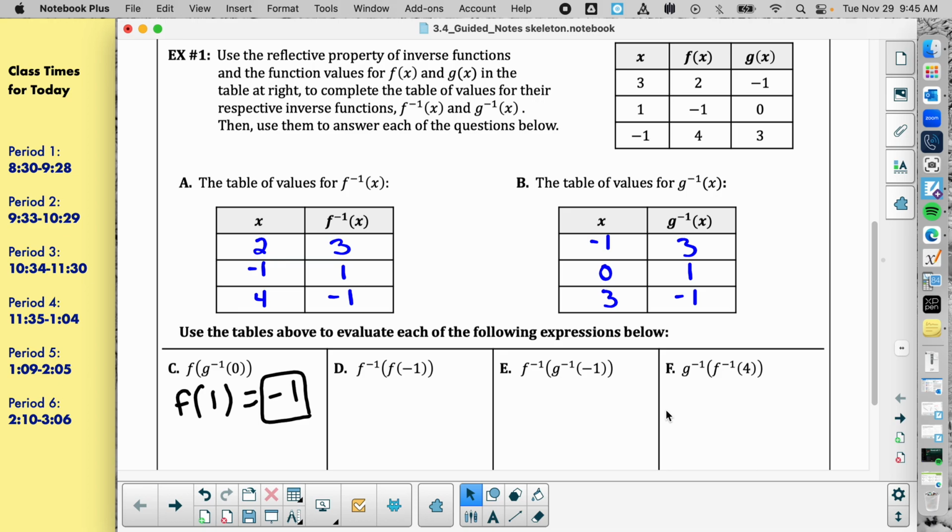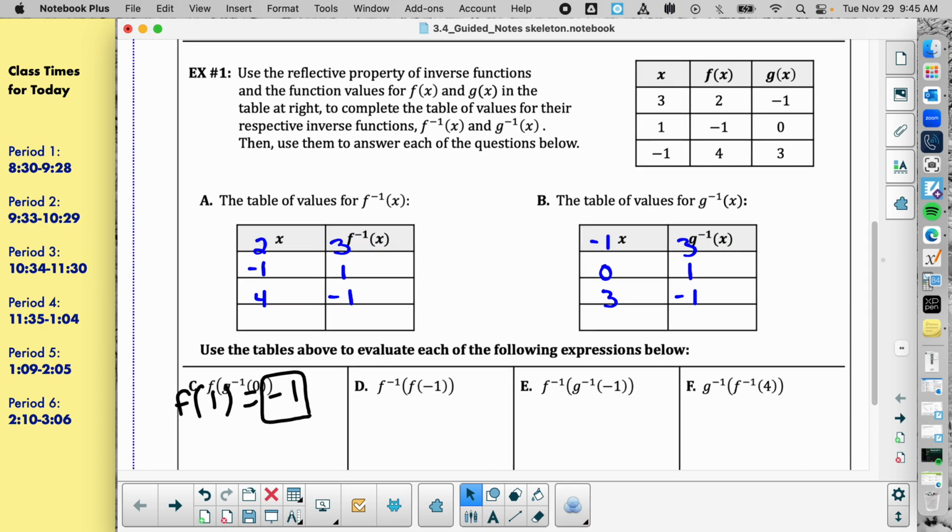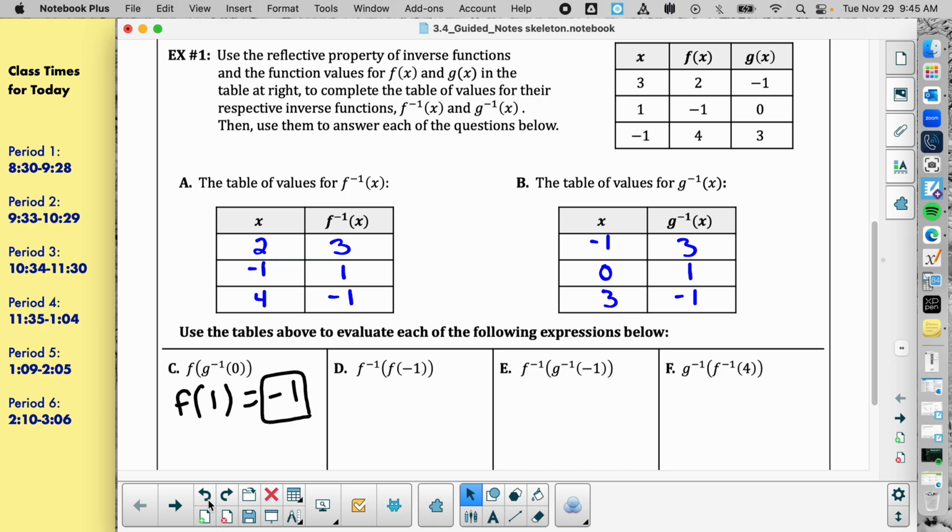Okay. Or is it 1? I don't even know. Okay, so f of -1, regular f is up here, that was done. Regular f is up here, f of -1 is 4, like I said. So then we would say f inverse of 4. And then f inverse is over here. f inverse of 4 is -1.